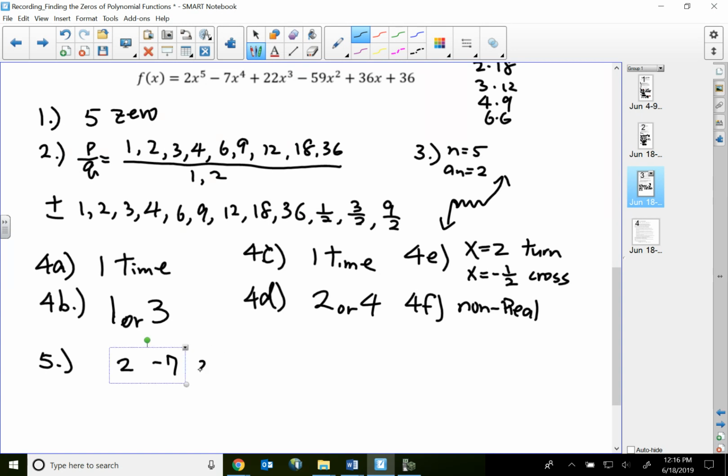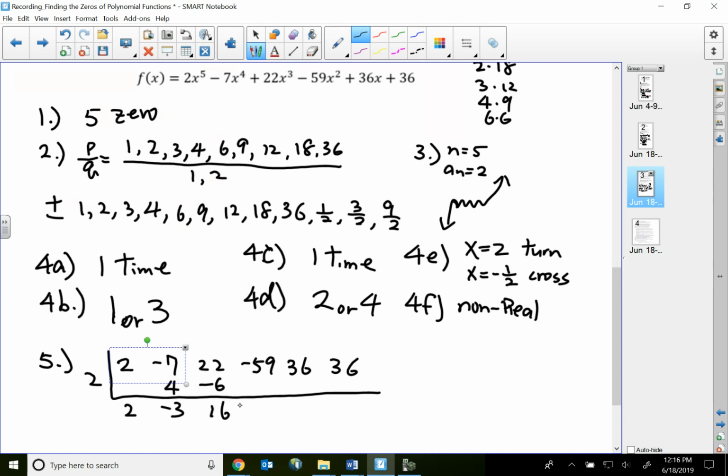1, -7, 22, -59, 36, 36. All right, let's use 2 first. Bring it down. That's 4. That's -3. That's -6. 22 minus 6, I think, is 16? That's 32. That's 27. Is that right? Did I do it right?